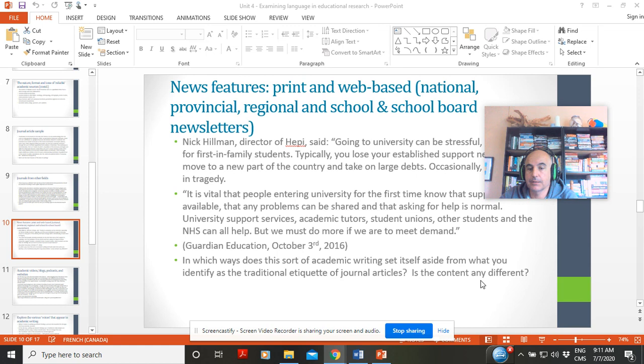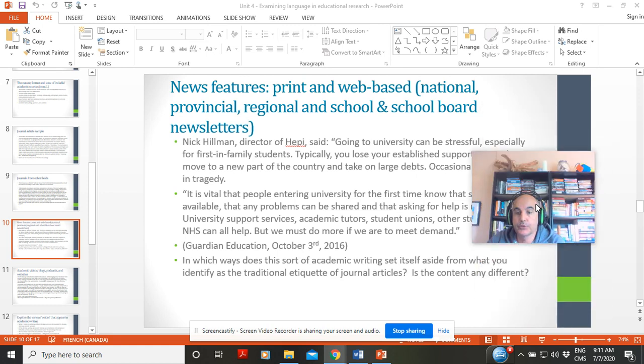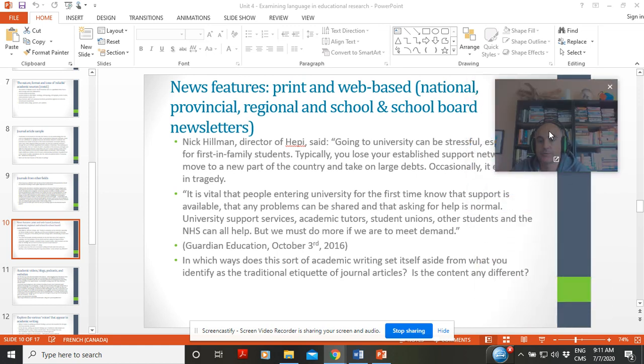Is the content any different? So what's the difference between this and what we've seen so far in terms of journal articles? What sets it aside? How would you recognize it? And then acknowledge the fact that this is still a reliable source. So how would you recognize this as being a reliable source if you saw it elsewhere and you had to screen and use that filter to decide whether you would reference this or you wouldn't?